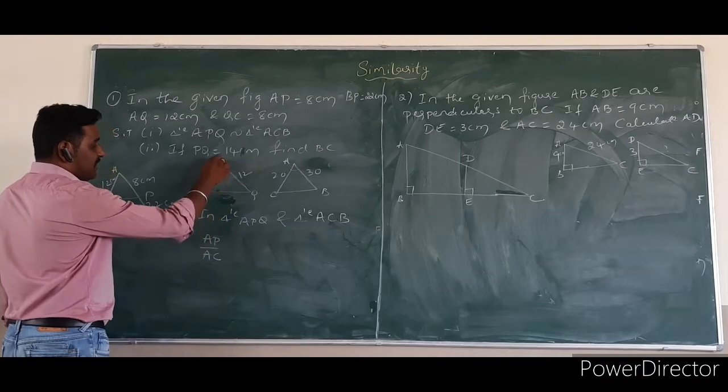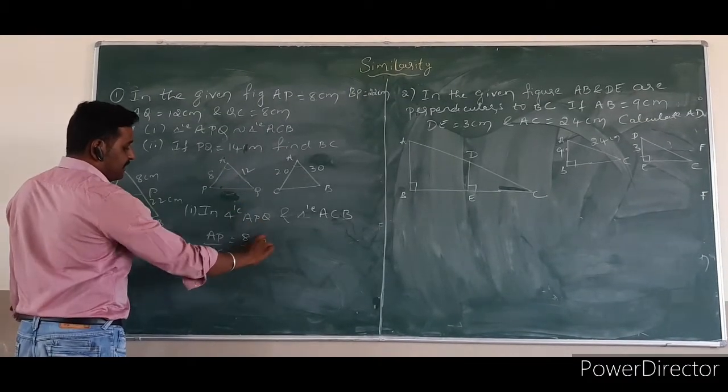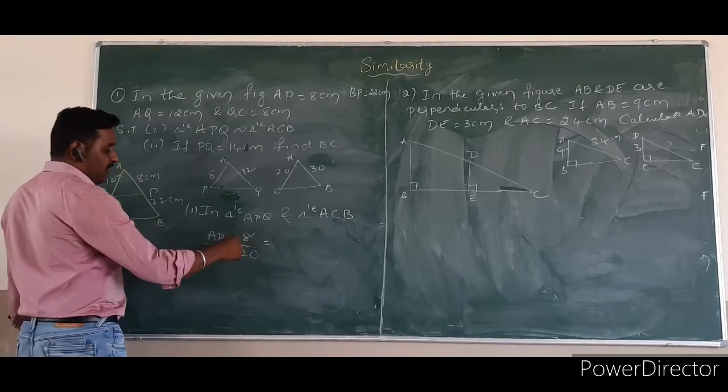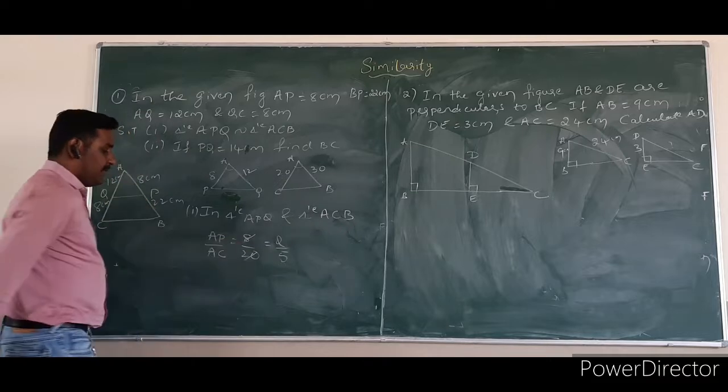What is the length of AP? 8, and AC length is 20. So you can easily cancel. 4 2s are 8, 4 5s are 20.